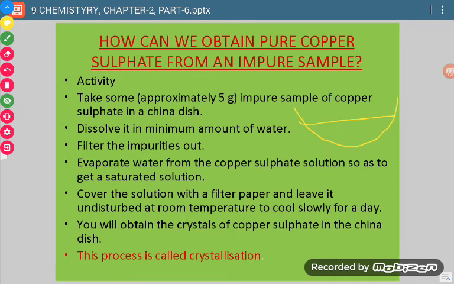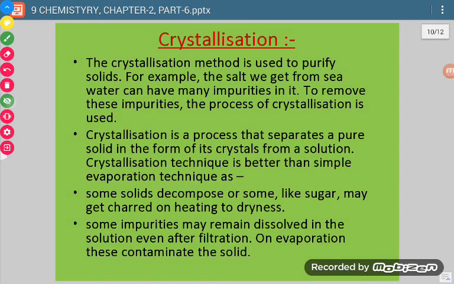and this was our solution, so we will find some solid portion over here. These solid particles are called crystals. So these will be the crystals. So this process is called crystallization. Now how to define this?